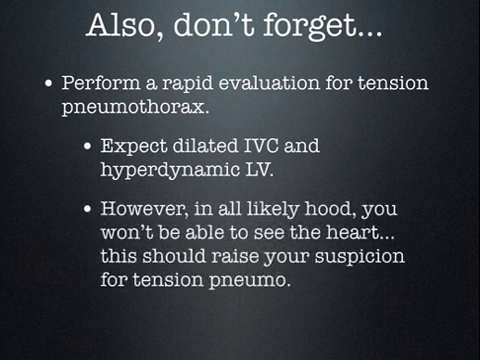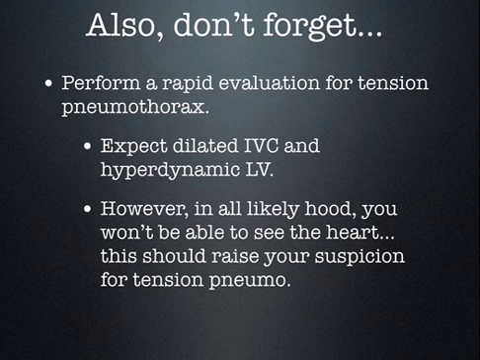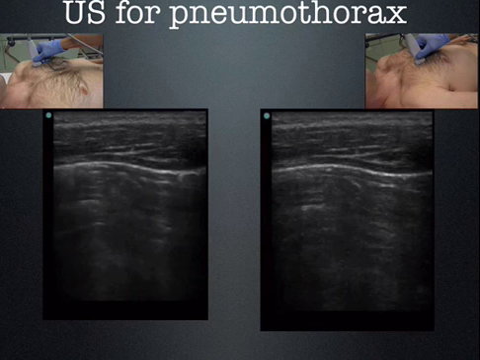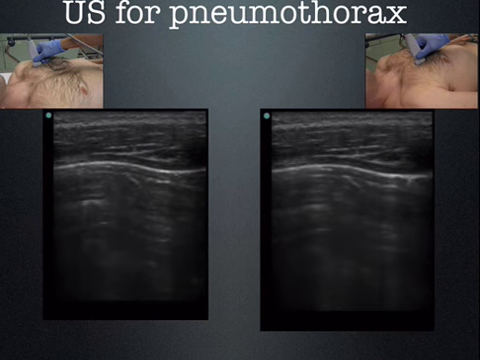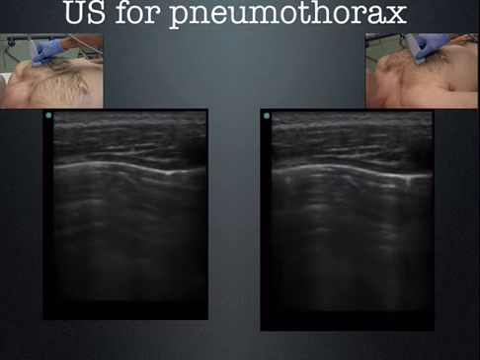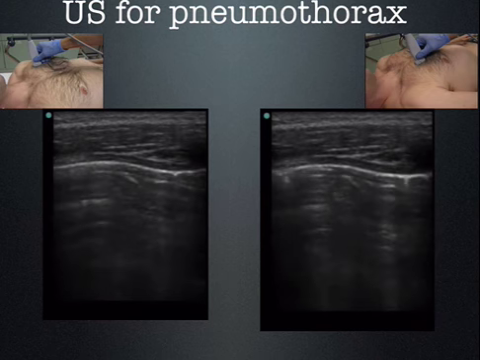Now, we talked a little bit about tension pneumothorax. All right? You could see a dilated IVC, hyperdynamic LV, and that could be a tension pneumothorax. You can do a rapid assessment for that with ultrasound, and I demonstrated that yesterday in the ultrasound breakout session. This patient clearly does not have a tension pneumothorax. We are done. Keep moving. That took all of 20 seconds. All right?